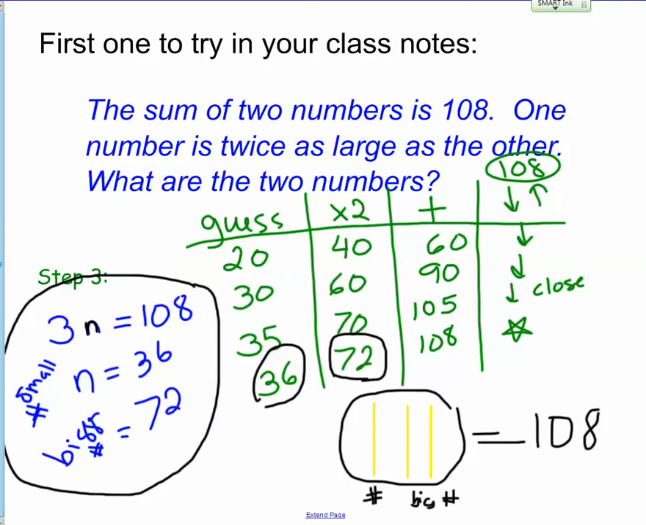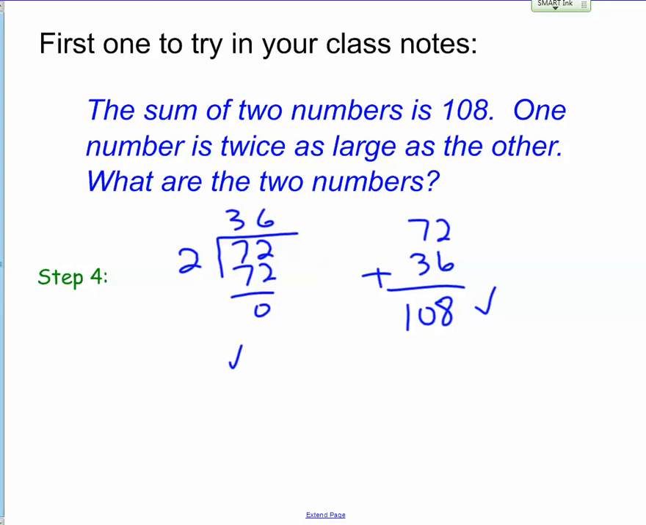And then step 4 is to look back and to prove it. So I want to prove that 72 is twice as big as 36. I divide 72 by 2 and I get 36. And then I need to prove that they add up to 108, and I add them and I get 108. I've looked back. I know my answer's right.